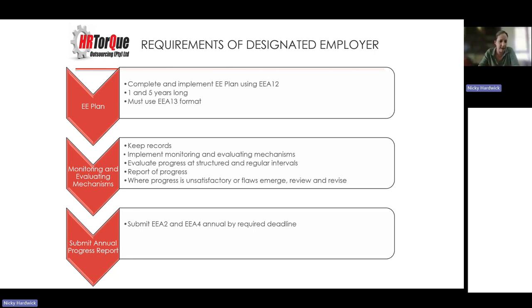What is happening? Okay. And then finally, which is the thing that everybody actually knows about, is the submission of the reports on an annual basis, which is your EEA2 and your EEA4. The deadline is the 15th of January. Very clear from Department of Labor. If you don't meet the deadline, there's no coming back from that.